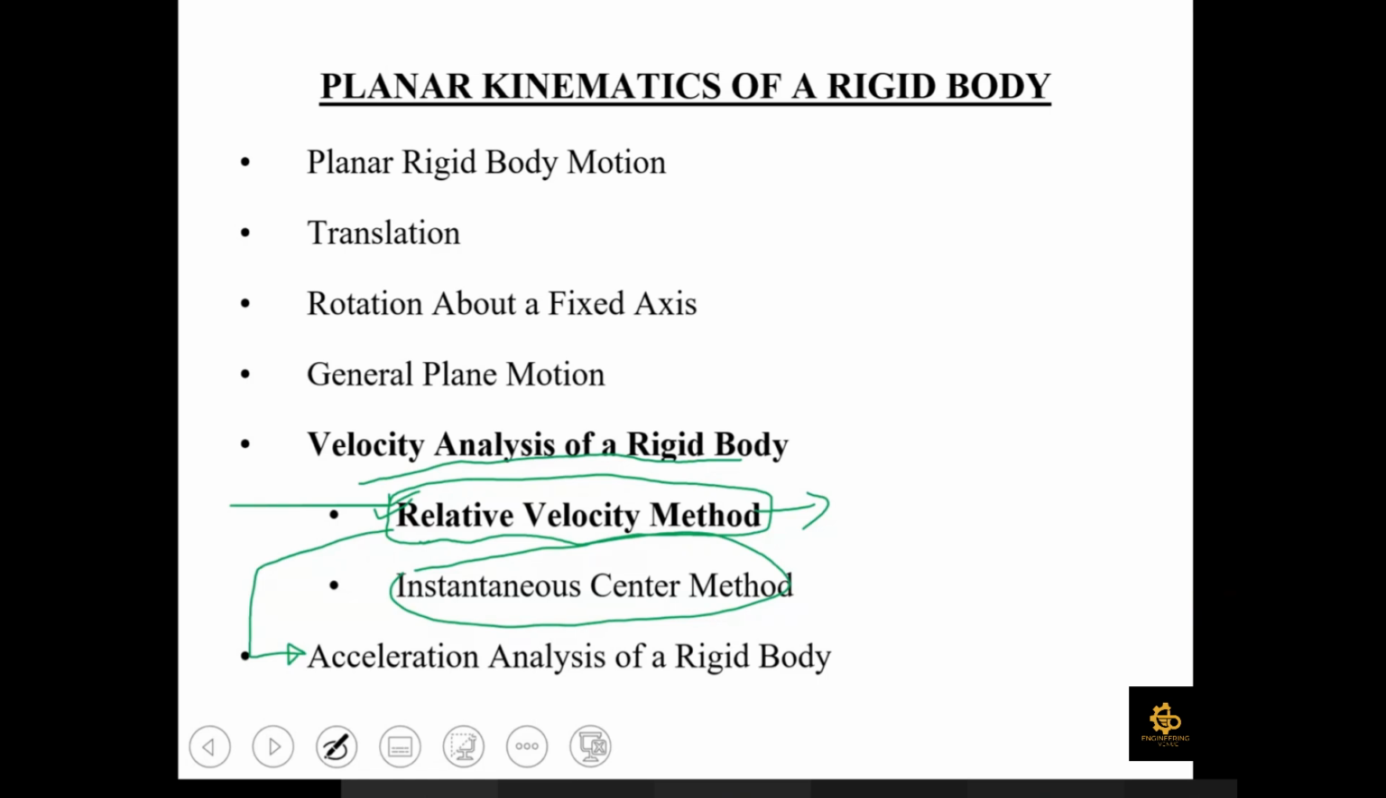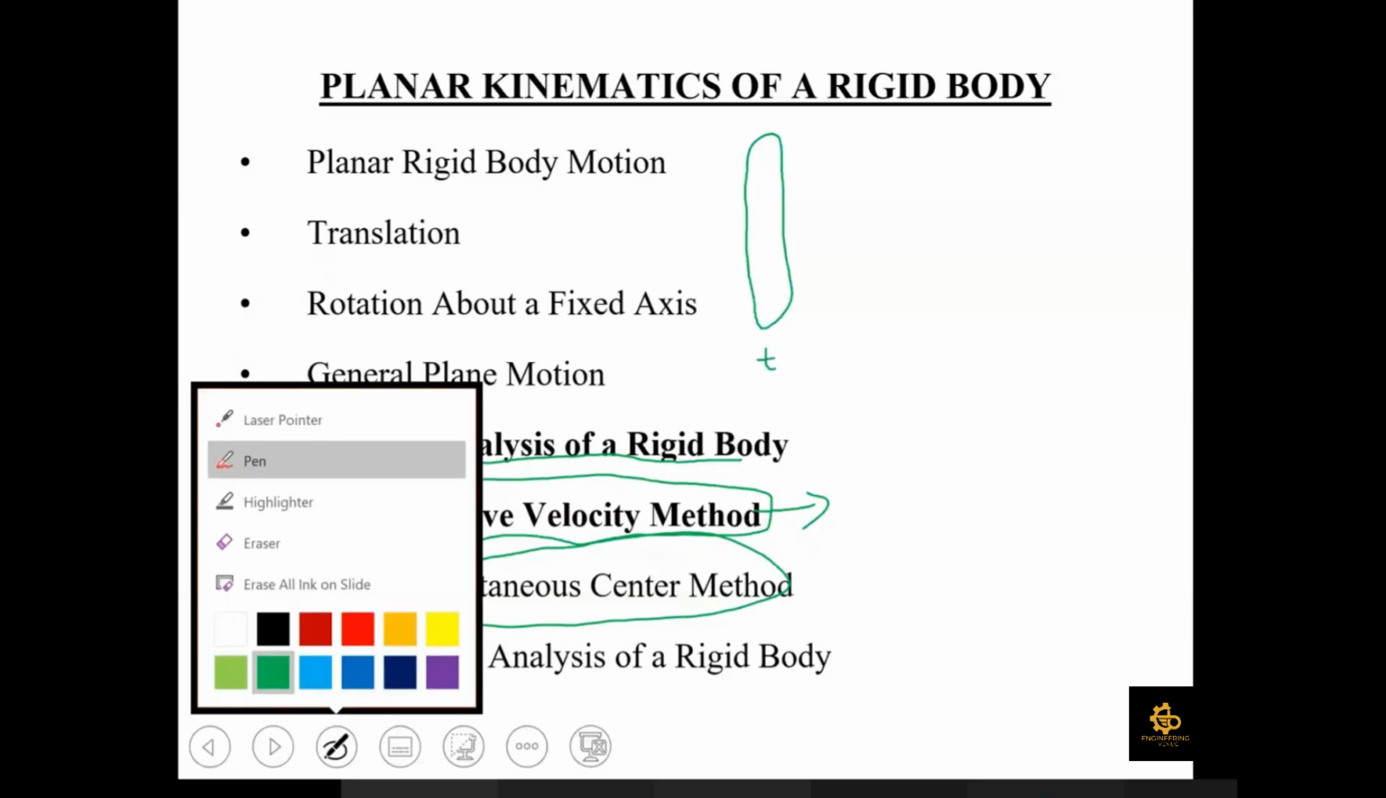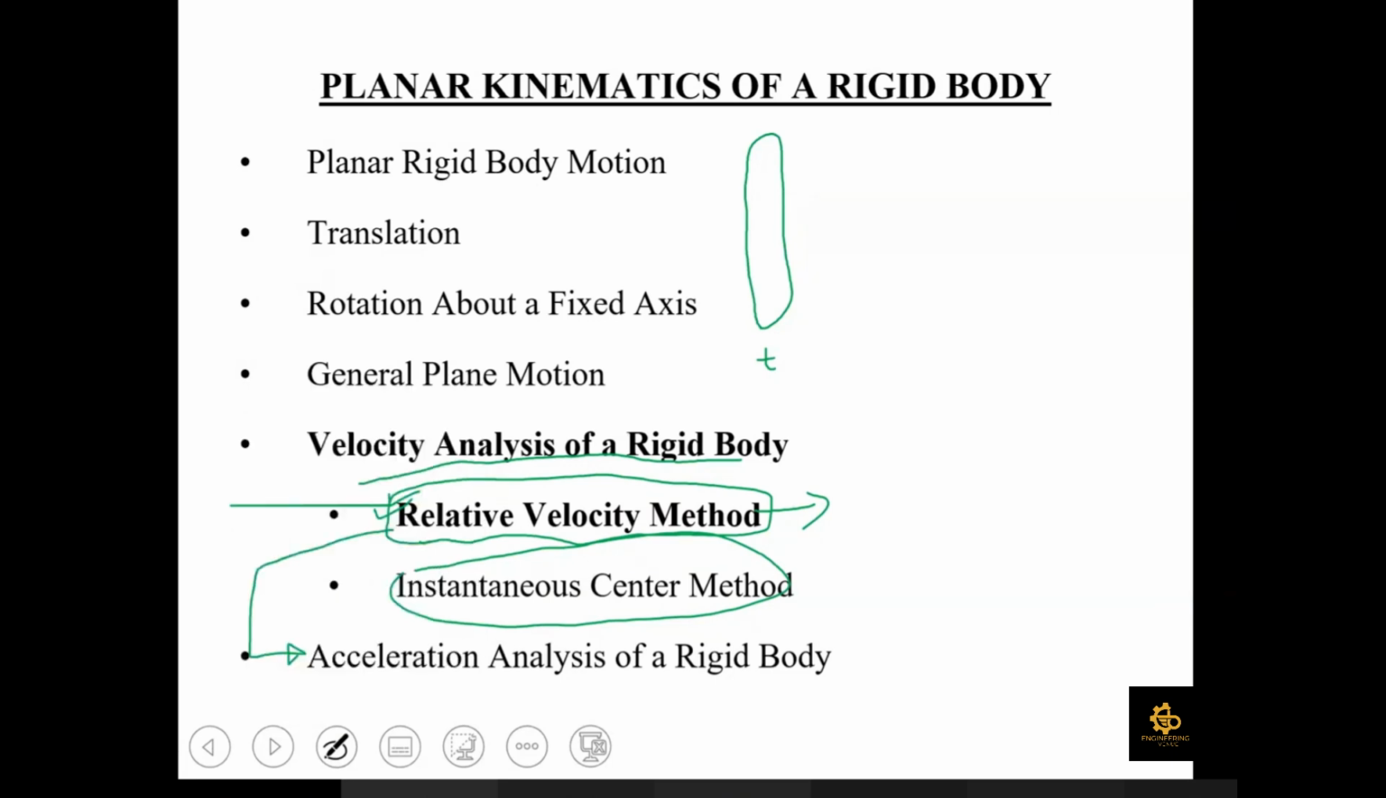In order to understand this relative velocity method, we considered a rigid body whose position at time t is shown to you by this green line, and at time t plus delta t, let us suppose that its points A and point B have undergone different displacements. So after time t plus delta t, this rigid body is say in this position such that this is point A and this is point B. That is, both the points A and B have undergone different displacements.